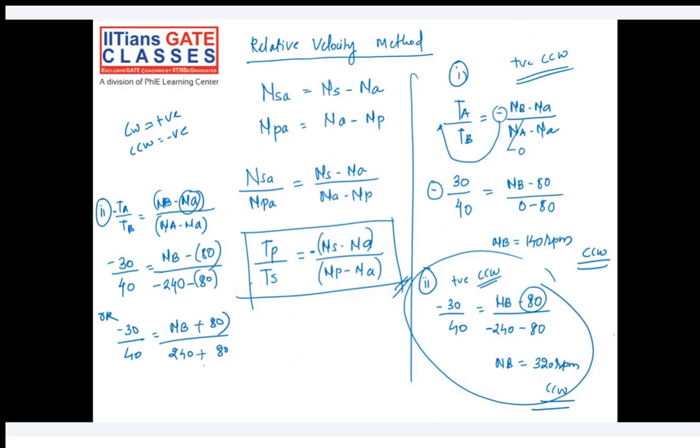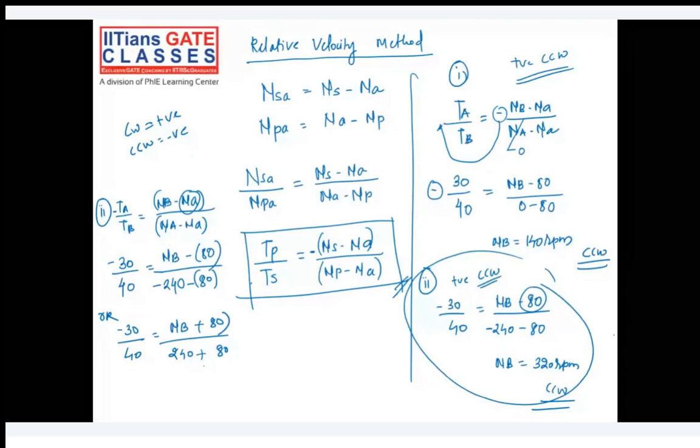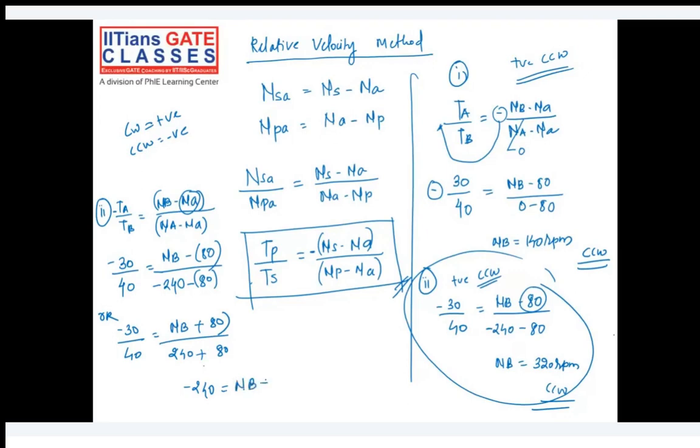Solve this second part. 240 plus 80 is 320, divided by 40 is 8, multiply by 30 is minus 240. Minus 240 is equal to NB plus 80. So this implies NB is equal to minus 320. Minus 320 means counterclockwise, because this time you assumed counterclockwise is negative. So it is counterclockwise, the same answer we have got here. So it's depending on what you assume. Okay.